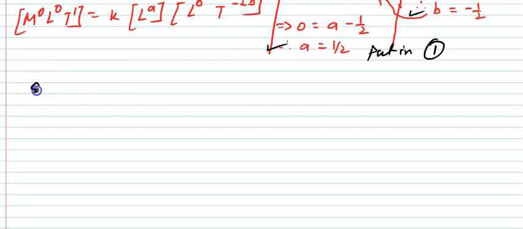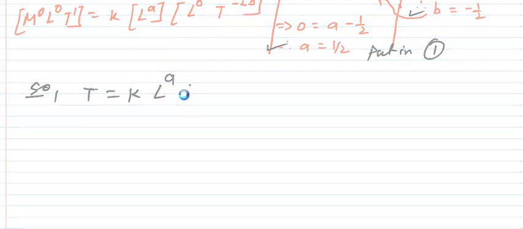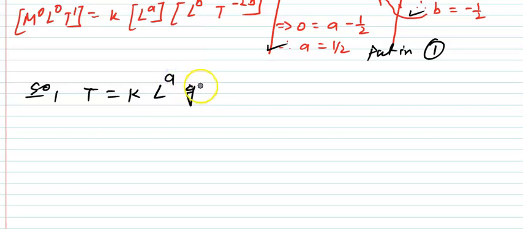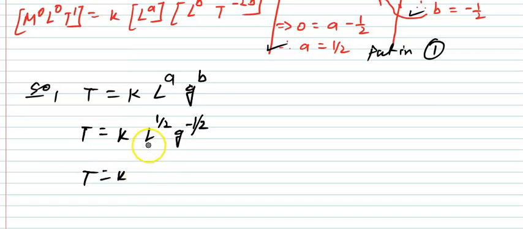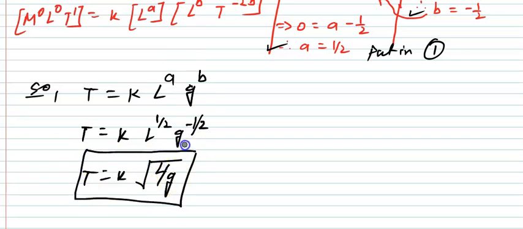So here we can write, time period having some constant K, L to the power A and G to the power B. So T is equal to K, L to the power 1 by 2, G to the power minus 1 by 2. So we can write K under root of, it will become in the root, and this will also become in the root. So this will be L upon G. And we know that its formula is T is equal to 2 pi under root L by G. So it is a dimensionally correct equation, right?